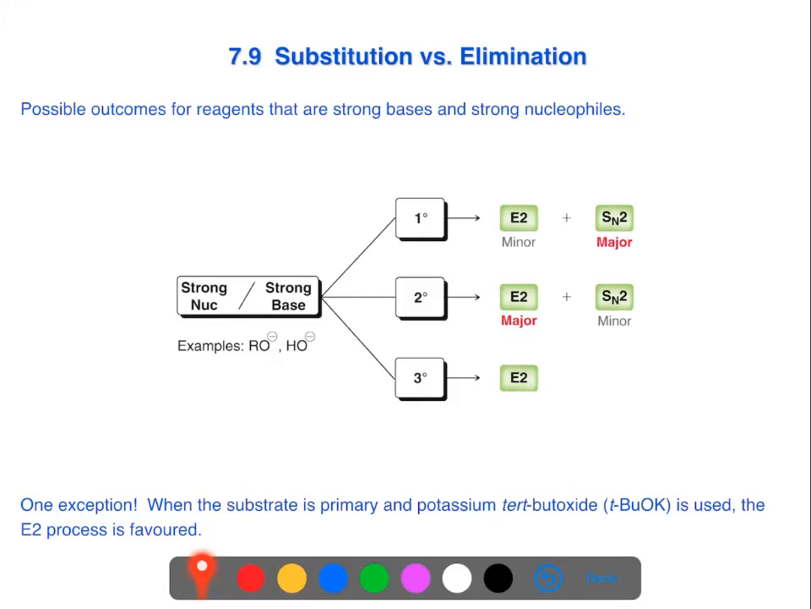And also recall that if the alpha carbon of your original substrate, your alkyl halide, is a chirality center, the major SN2 product will be an inversion of configuration. Now for a secondary alkyl halide, we see a switch, and the E2 now is going to be the major product of that reaction with our strong base, strong nucleophile category.